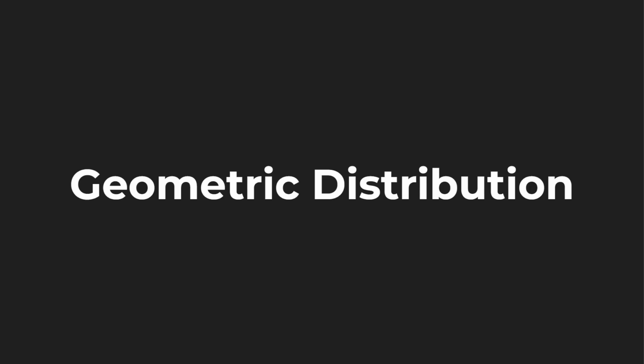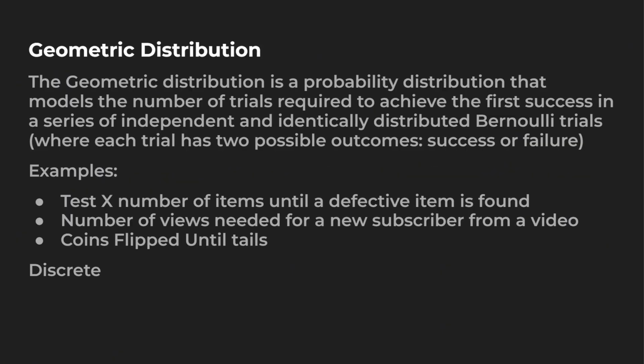All right, so as promised, a little bit more information about the geometric distribution. The geometric distribution is a probability distribution that models the number of trials required to achieve the first success in a series of independent and identically distributed Bernoulli trials, where each trial has two possible outcomes, success or failure. That sounds kind of complicated, but let's break down these examples and you'll understand how this works.